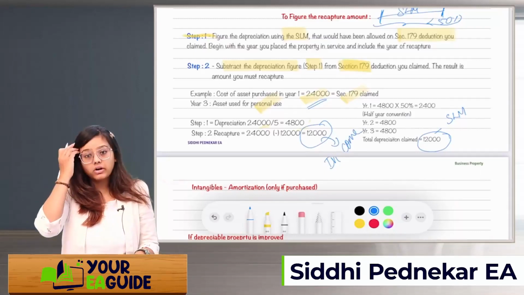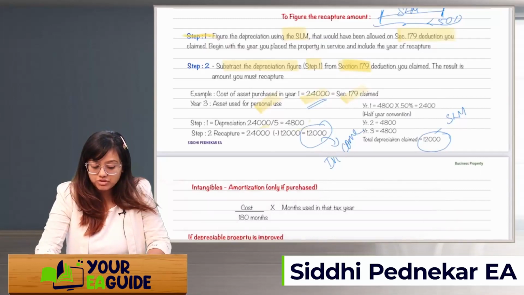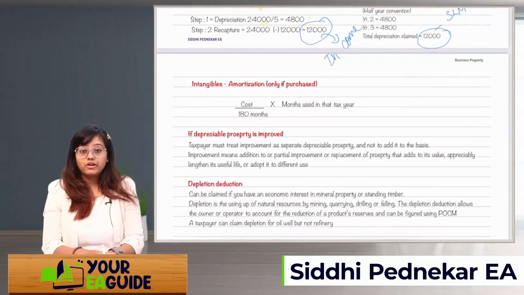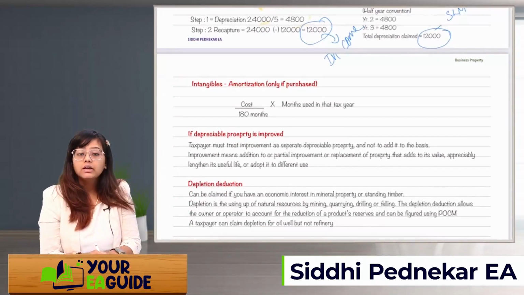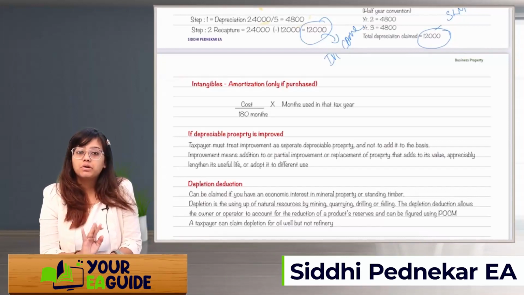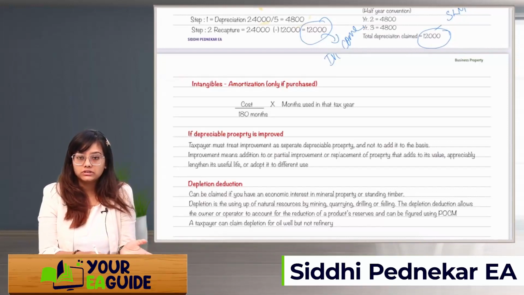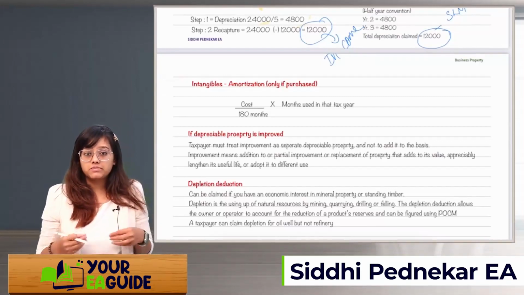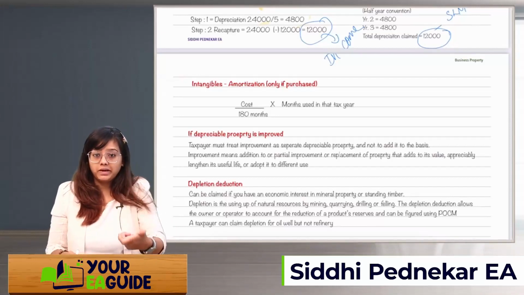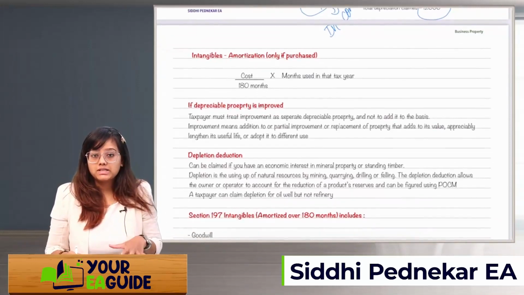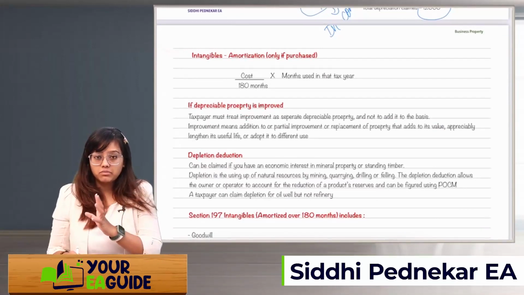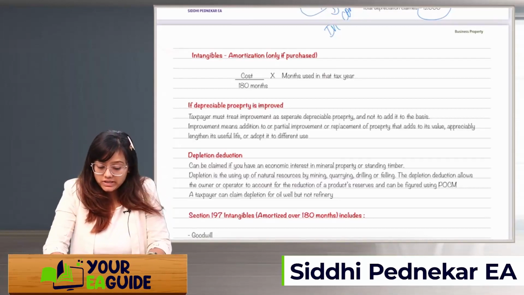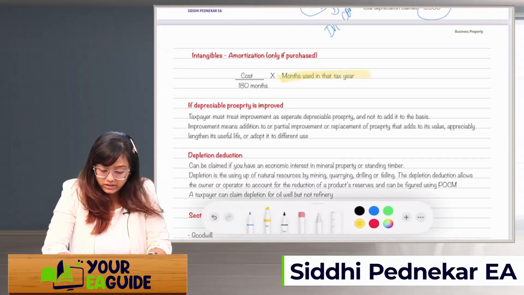Okay, got it guys? So this was simply about the recapture rule in case of 179 deduction. Next is intangibles. If you have an intangible property, it will be amortized only if it is purchased by you, and not if it's transferred in case of acquisition or merger. If it's purchased by you, whatever cost you have paid, you will take 180 months as the amortization period. Cost divided by 180, multiplied by the months used during the current year.